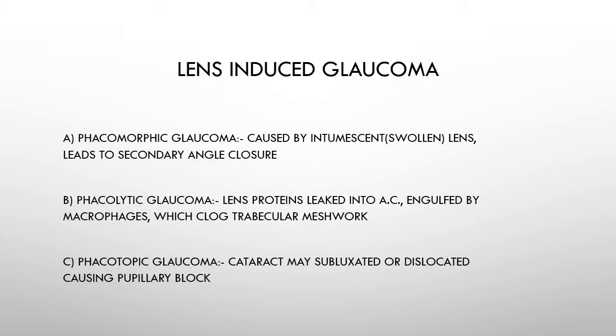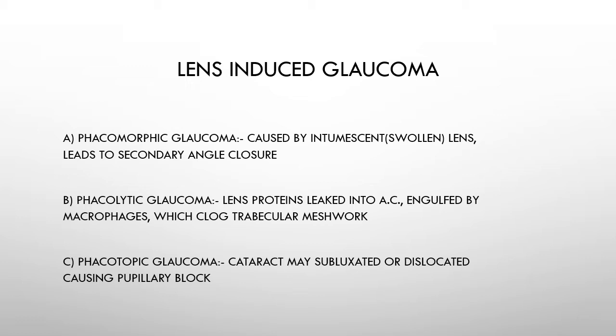Now, lens-induced glaucoma. Lens-induced glaucoma, as the name suggests, is glaucoma caused by the lens. It can be of three types. First is phacomorphic glaucoma, second is phacolytic glaucoma, and third is phacotopic glaucoma. Phacomorphic glaucoma is caused by an intumescent, swollen lens.